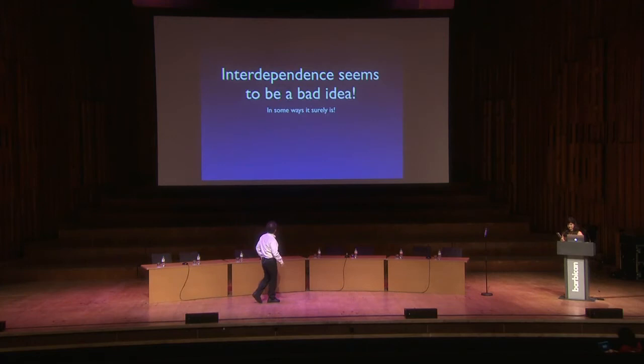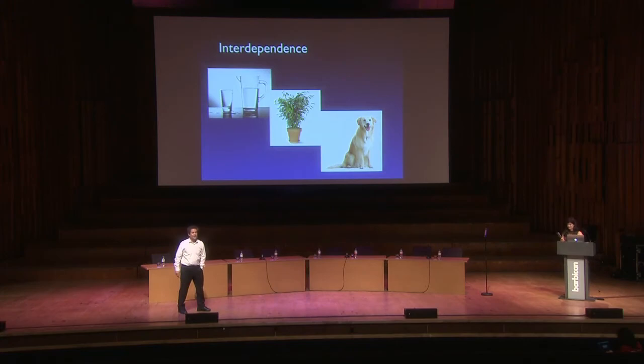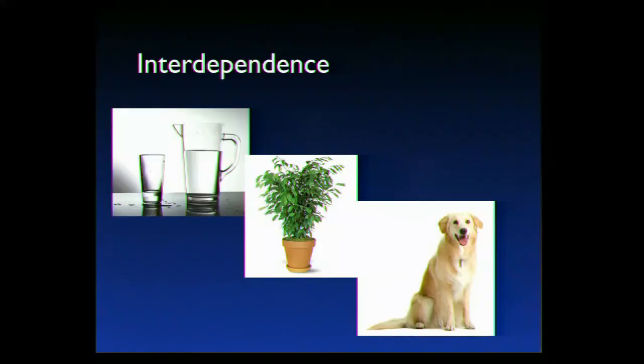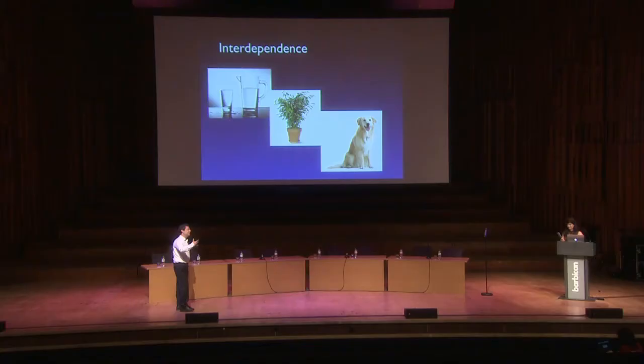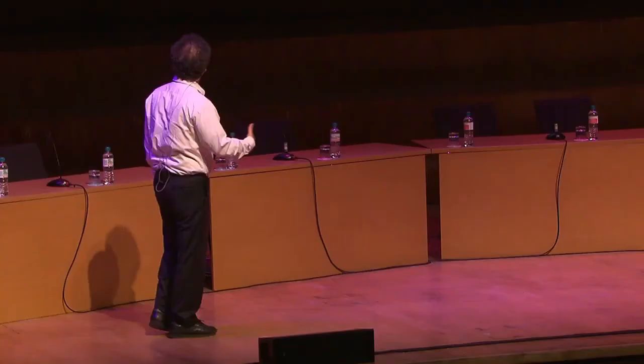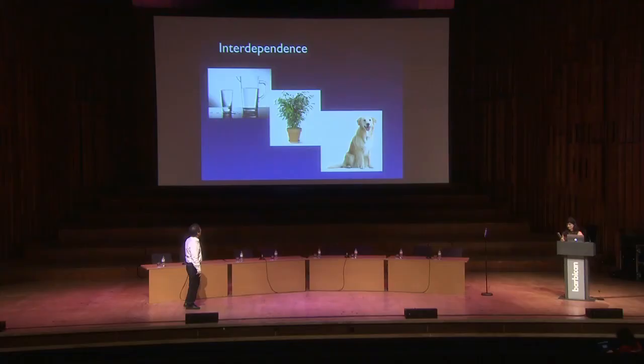So interdependence seems like a really bad idea. It caused these cascading failures of the system. And indeed, in some ways it is. But I want to now step back and talk about interdependence more generally, and introduce the idea in a fundamental sense, and use three sort of paradigmatic examples, a material, a plant, and an animal.